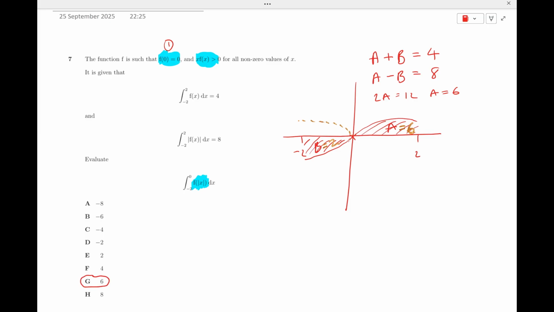So an interesting question. This stuff at the top is really important for you to get a good idea of what's going on. And if you see modulus functions and integrations together, expect to be fiddling around with areas under the curve versus over the curve.